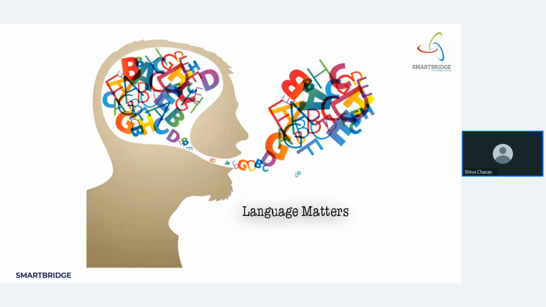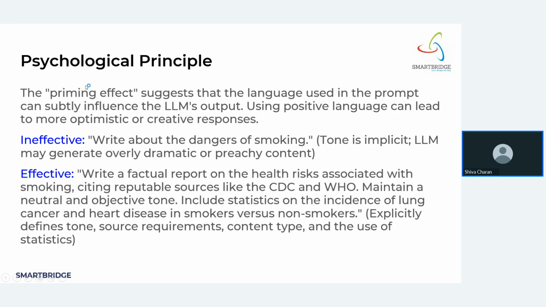So why exactly does the language matter? Some of the psychological principles, if you see for ineffective and effective prompting. So this is the priming effect. What does it suggest? It is suggesting that the language used in the prompt can subtly influence the LLM's output. Correct. And also using positive language can lead to more optimistic or creative responses. That is true. If you are using positive language and being very clear and precise, it can lead to more optimistic or else creative responses. What is an effective and ineffective way of this priming effect?